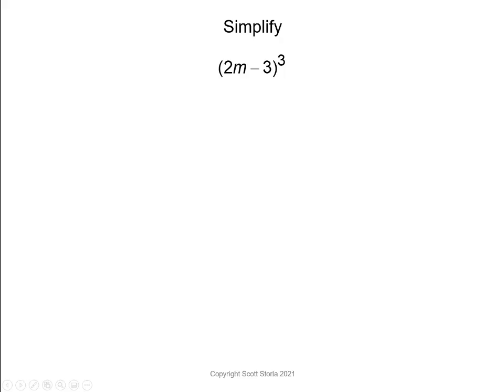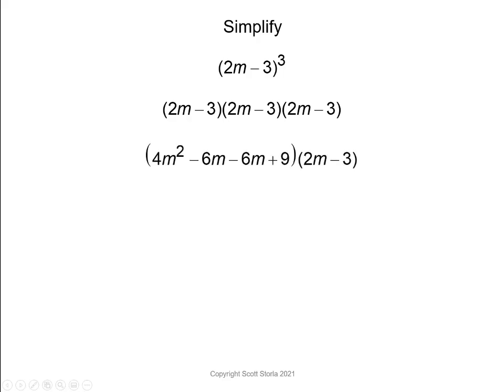And here's our last one. This is telling us to multiply three factors of the quantity 2m minus 3. When I multiply the first two binomials together, I'll get 4m squared minus 6m plus 9, be real careful here, which is 4m squared minus 12m plus 9.